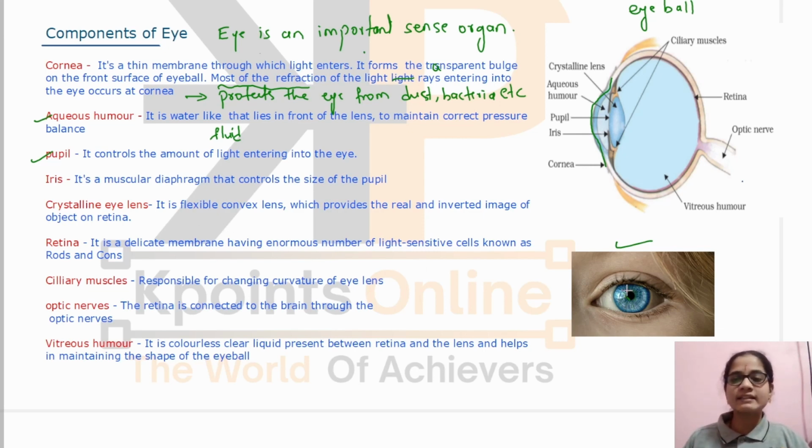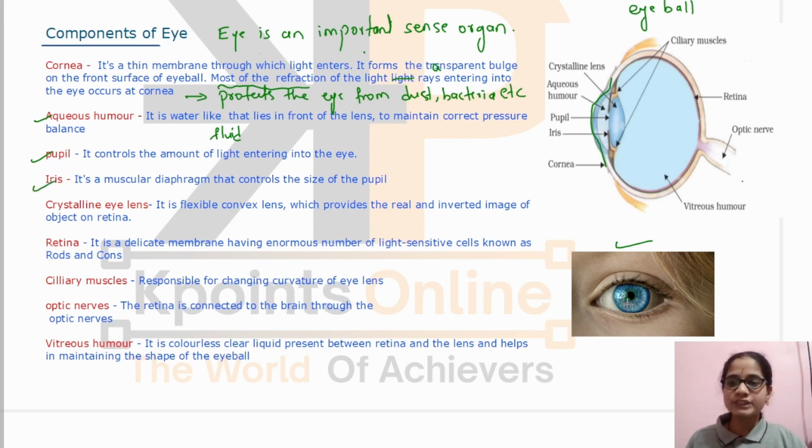So I said that the size of the pupil will get changed. Then who is responsible for changing the size of this pupil? It is done by the iris.